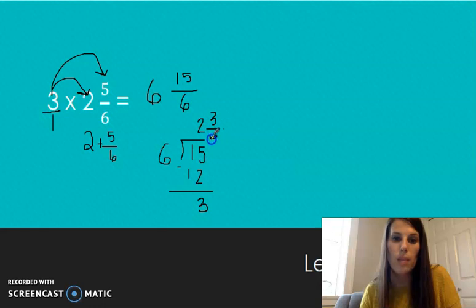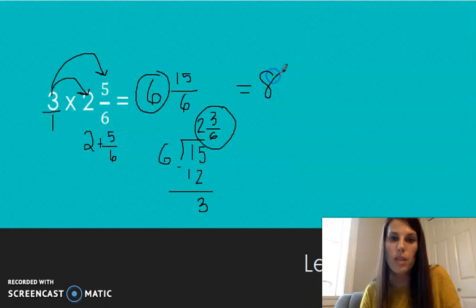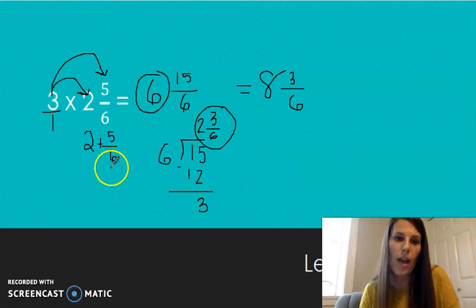Now the final step is to put it all together. So I'm adding the 6 whole plus the 2 and 3/6. So that is going to end up giving me a grand total of 8 and 3/6. Now you might also be thinking that you can simplify the 3/6, and you're exactly right. 3/6 is also, yes, it's a half. So you could write 8 and 1/2.